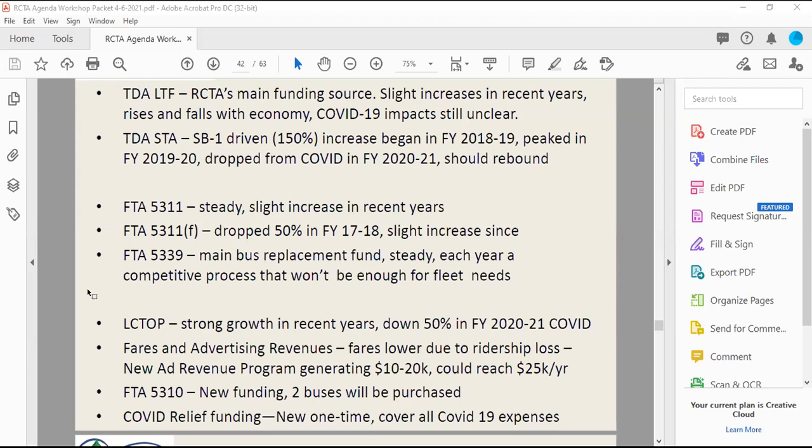Some of the other places money comes in is grant sources. A thing called LCTOP is our low carbon transit operations program. And that's money that comes to help clean our air. So all of the projects under that have to be competitive, and we have to show corresponding air quality change.